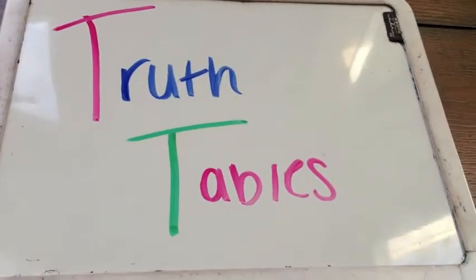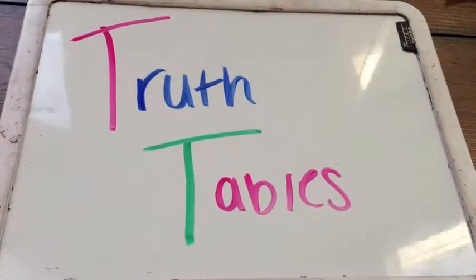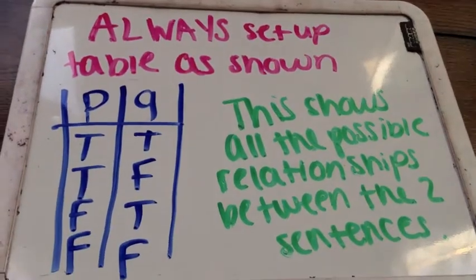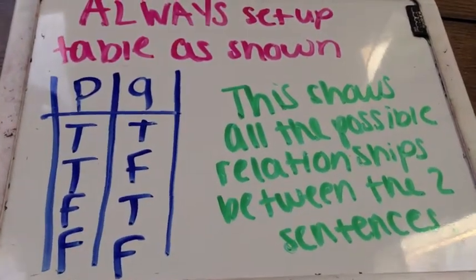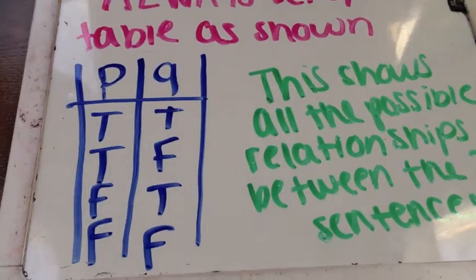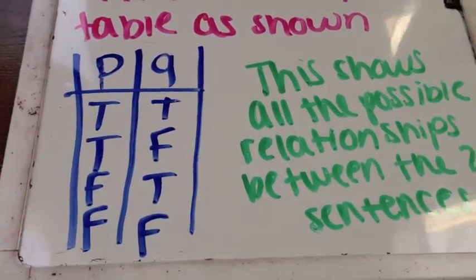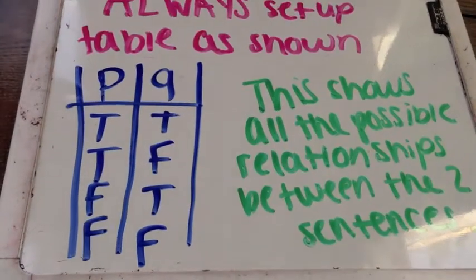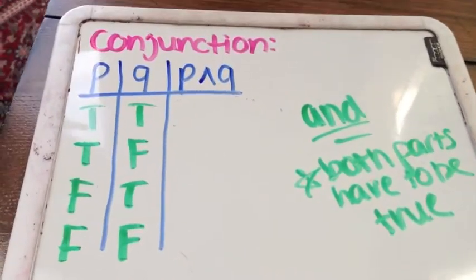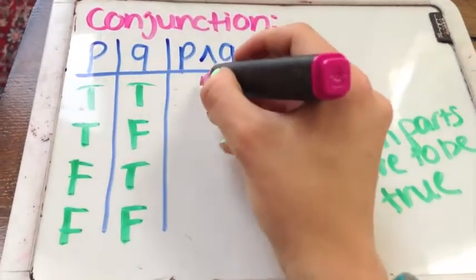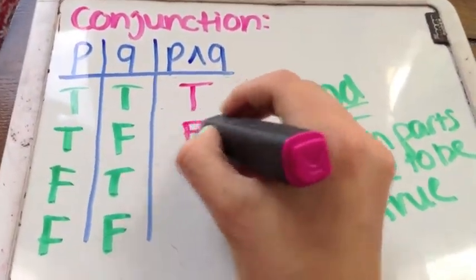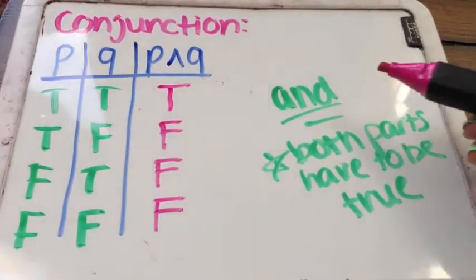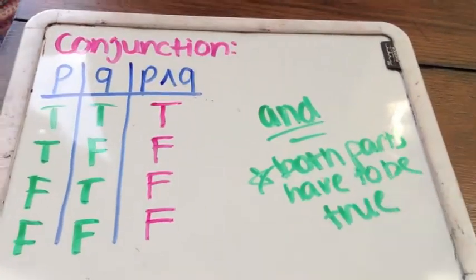Truth tables are a compact way of listing symbols to show all possible truth values for a set of sentences. You should always set up a table like this: P and then Q, true, true, false, false, true, false, true, false. This shows all the possible relationships between the two sentences. Conjunction, you set up your table like this, and then fill in the values. So we have true, false, false, false. Because remember, for and, both parts have to be true for the statement to be true.